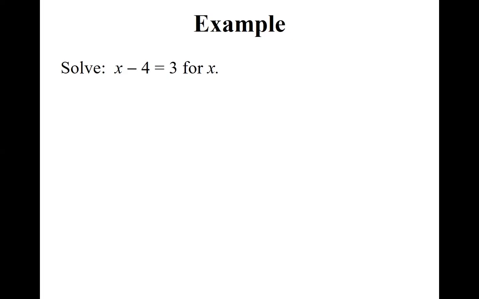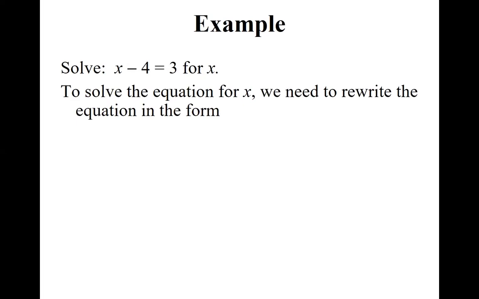Solving is following a specific process. That process is going to be undo things to get the x by itself. And then whatever we do on one side, we have to do on the other. So here we have x minus 4. We want to get the x by itself. We need to undo minus 4. The opposite of minus is plus. So we plus 4. Whatever we do to one side, we do to the other. Plus 4 on both sides gives us x equals 7. That's how we need to get x equals 7.